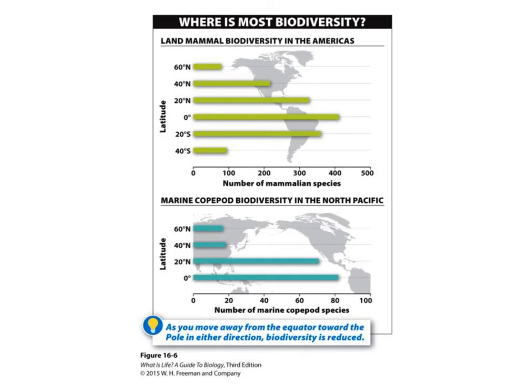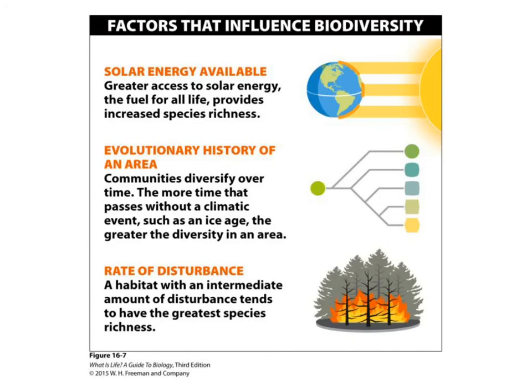In this graph, we see that there is a higher level of biodiversity near the equator, 0 degrees on the map, versus other places as we go further north and south. This goes for both terrestrial ecosystems and aquatic ecosystems. The reason the equator has more biodiversity boils back down to solar energy availability, evolutionary history of an area, and rate of disturbances. Solar energy provides energy for photosynthesizers, our primary producers, to take energy and turn it into food.